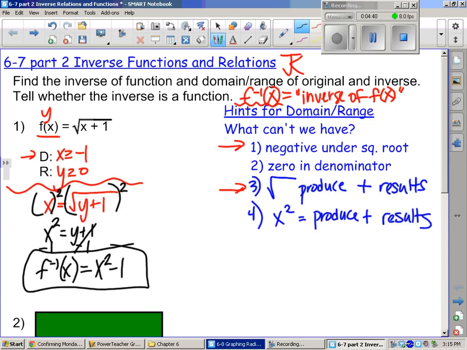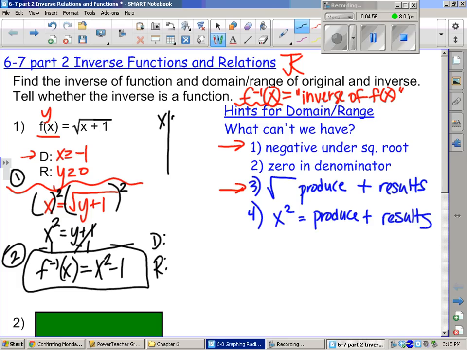Here was really the first thing we were being asked. The second thing was to find the inverse. And now we're going to find the domain and the range of the inverse. You're probably thinking, oh, I have to go through and do that all again. But remember when we made those t-charts?